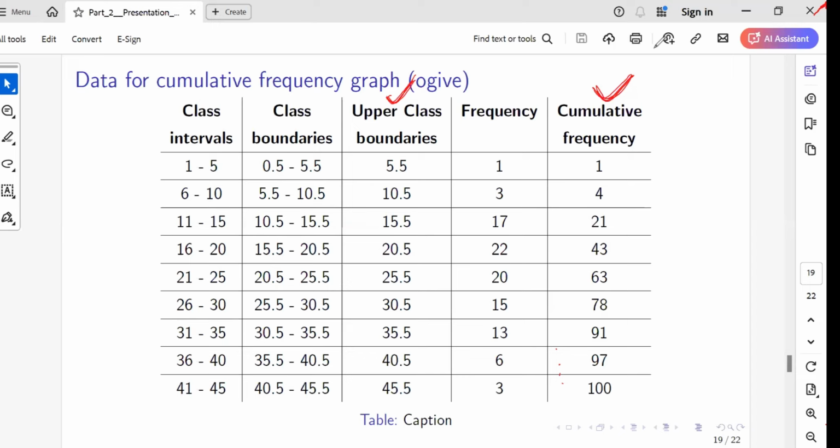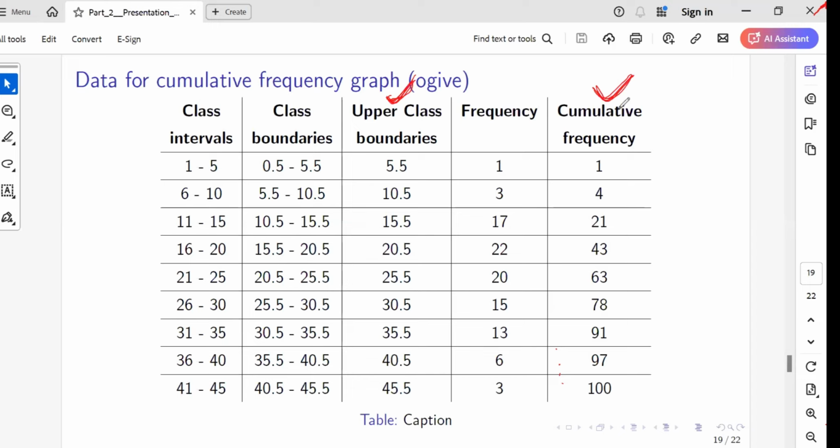All the other sections, like class interval, class boundaries, and frequency, you need them to be able to arrive at what you actually need. You need to know your class intervals to find your class boundaries, and you must find your class boundaries to know your upper class boundaries. Now you need your frequencies to know your cumulative frequencies. But if you have the class interval and the frequency alone, you can find all the others, because we have learned how to find the class boundaries using the class intervals. So you can refer to that. And once you have your frequencies, you can find your cumulative frequencies.